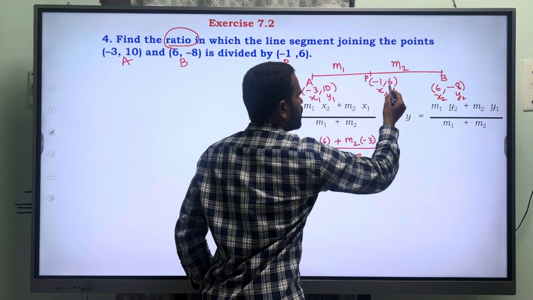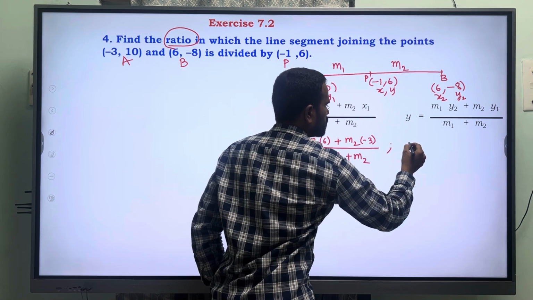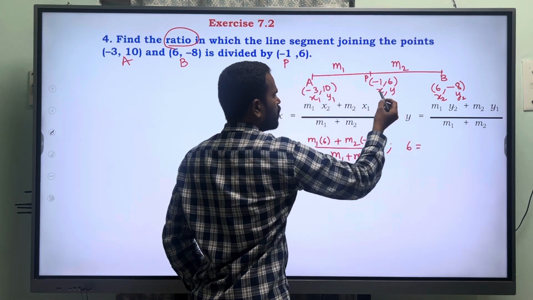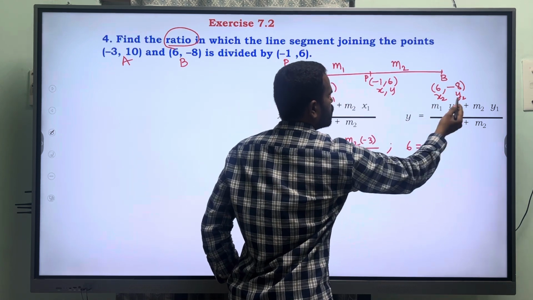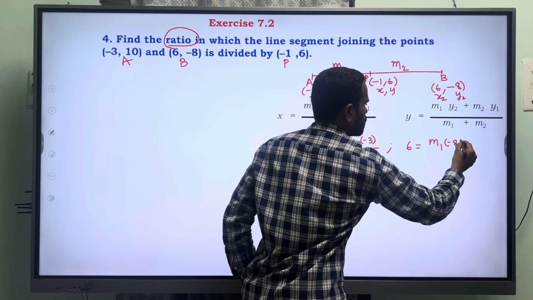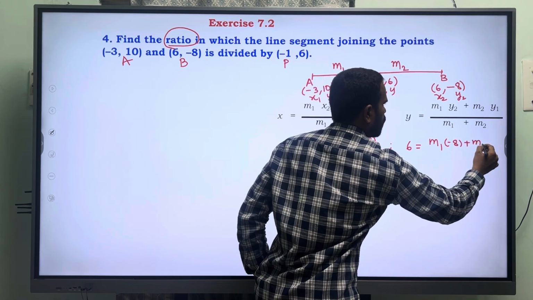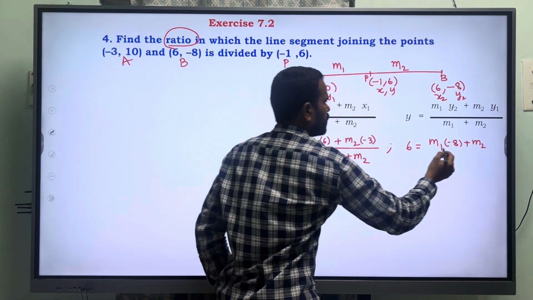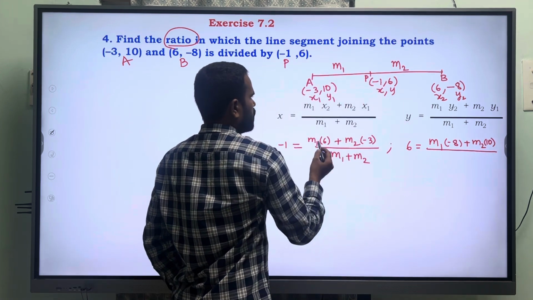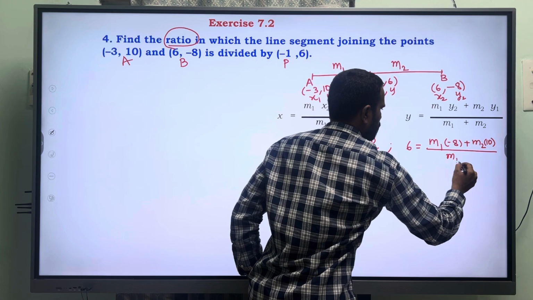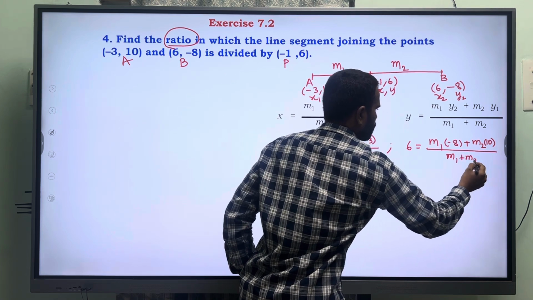Okay. Next, y is how much? 6 equal to, again m1 is how much? We don't know. m1, y2 is minus 8, plus m2, I don't know, y1 is 10, by m1 plus m2, m1 plus m2.